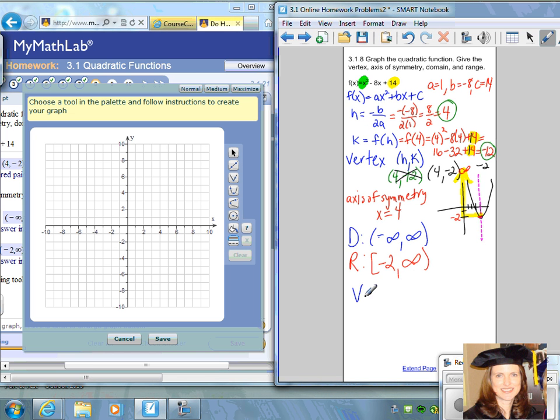I know the vertex has a point of (4, -2). And we're gonna choose one other point. I usually like to try a point that's close to the vertex. For example, when x is equal to 3, because in the vertex x is equal to 4, I'm going to plug 3 into the function. So I want to find f of 3.